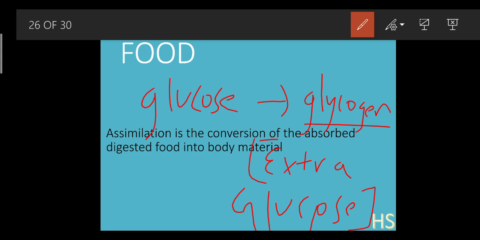This is nothing but the extra glucose. What is glycogen? Glycogen is nothing but the extra glucose. And where does this extra glucose get stored? This extra glucose gets stored in the liver.